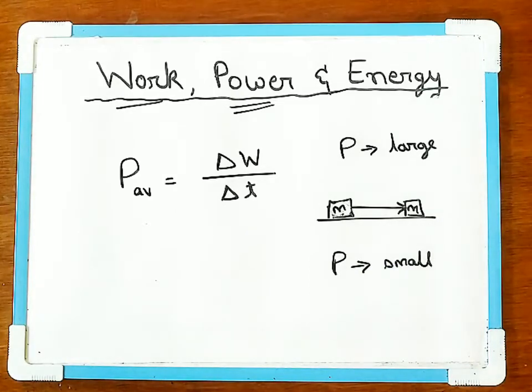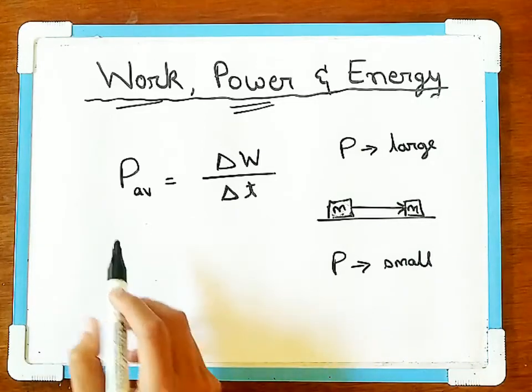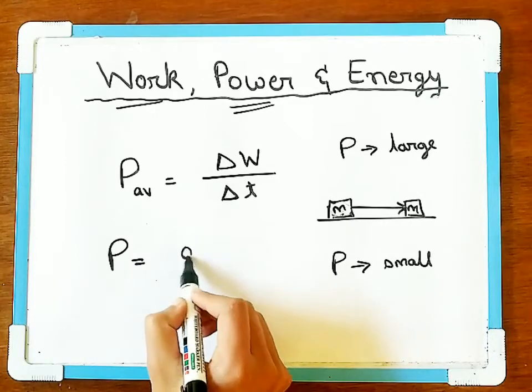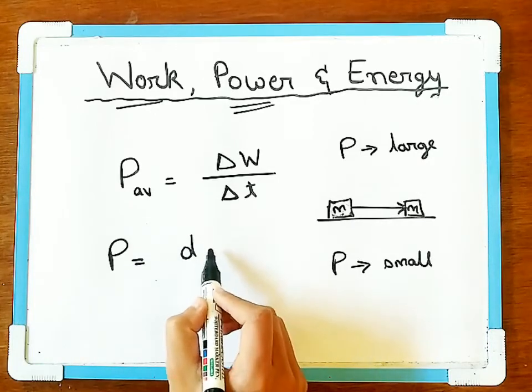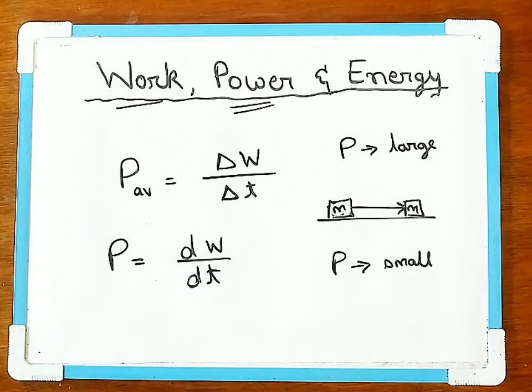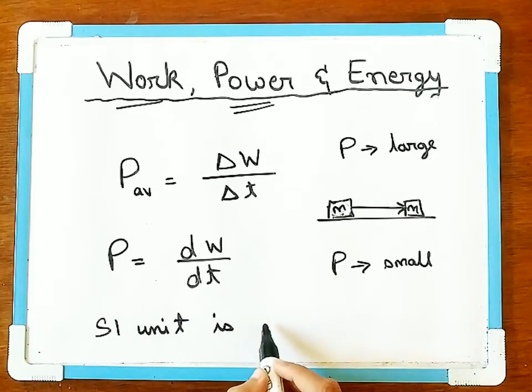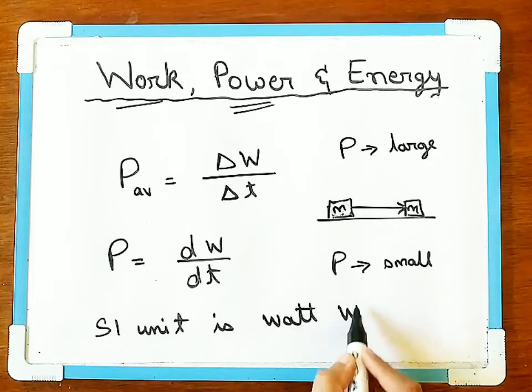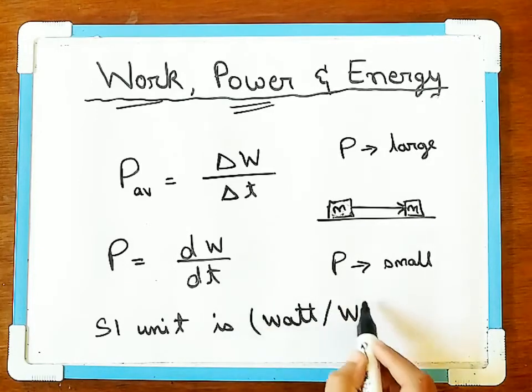The instantaneous power can be calculated by taking the derivative of work done with respect to time. So dW by dt will give you power. And the SI unit of power is watt, W-A-T-T. So this is the SI unit of power.